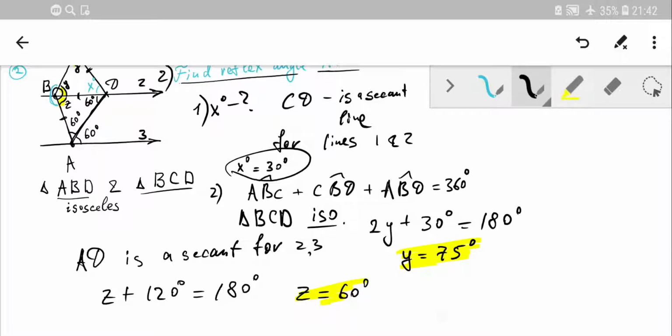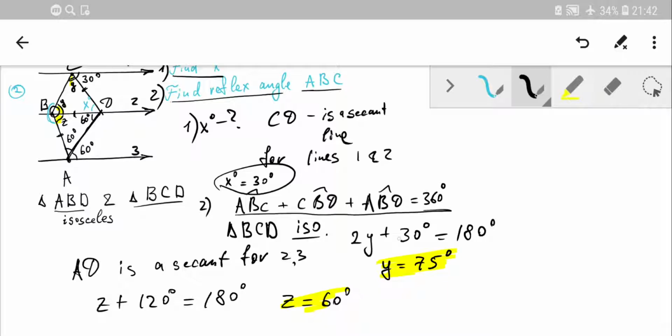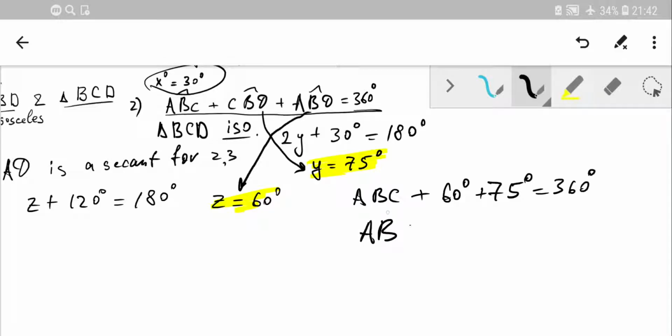So if we use this equation, that gives us 360. CBD is y, it's here. And ABD, it's here. It's z, basically, that we found. So I just plug in here and we can find ABC. So ABC plus 60 plus 75 will get 360 degrees. Okay, it's right time to find angle ABC. So angle ABC is 360 minus 135. Okay, that's an idea.